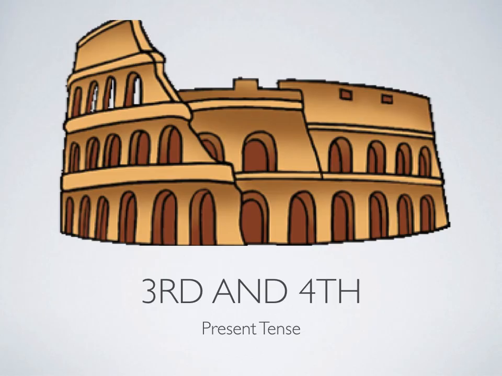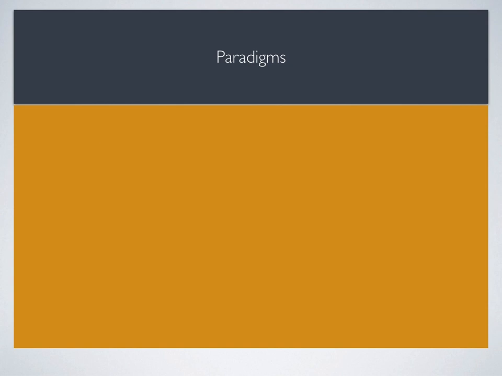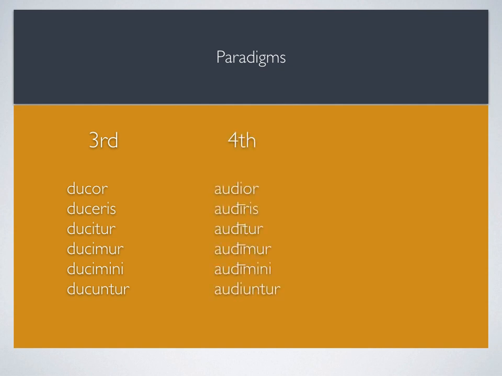All right. So, the easiest way to do this is to look at paradigms or patterns. Okay. So for third conjugation, we are using the word duco. We have ducor, duceris, ducitur, ducimur, ducimini, ducuntur. For fourth, we're going to use audio: audior, audiris, auditur, audimur, audimini, audiuntur. And third -io, we're going to use capio. Capior, caperis, capitur, capimur, capimini, capiuntur.